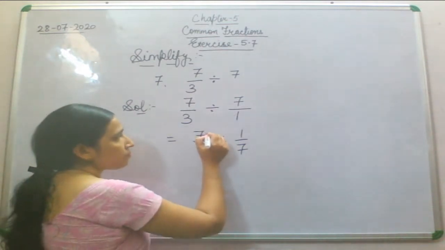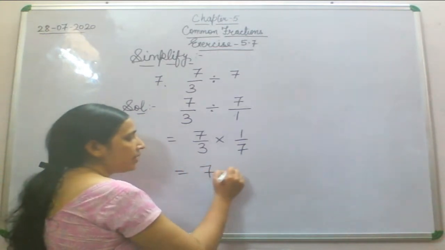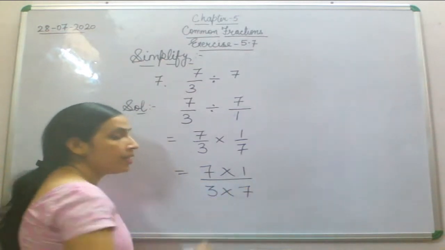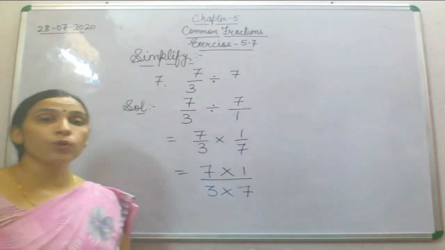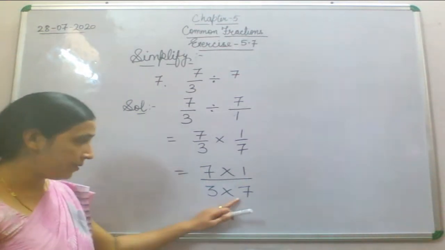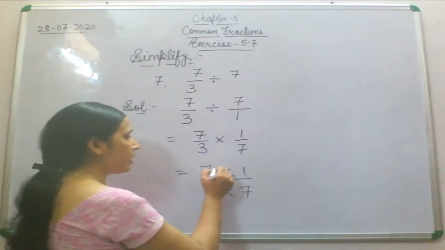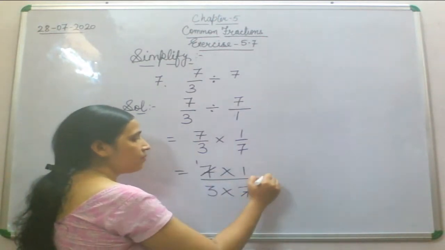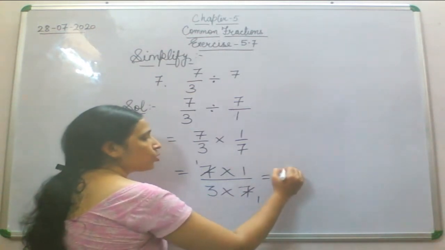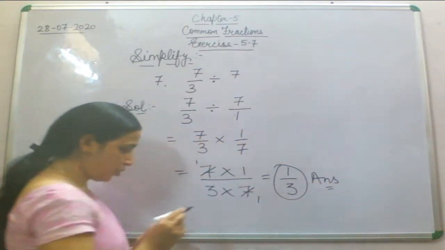Fine. Now what is the next step? Here the numerator will be multiplied by the numerator and the denominator will be multiplied by the denominator. Now if you find any common factor between numerator and denominator in this step, then that can be reduced. Here it can be reduced: 7 ones are 7 and 7 ones are 7. Now 1 ones are 1 and 3 ones are 3. So this 1 by 3 will be your answer for this question.